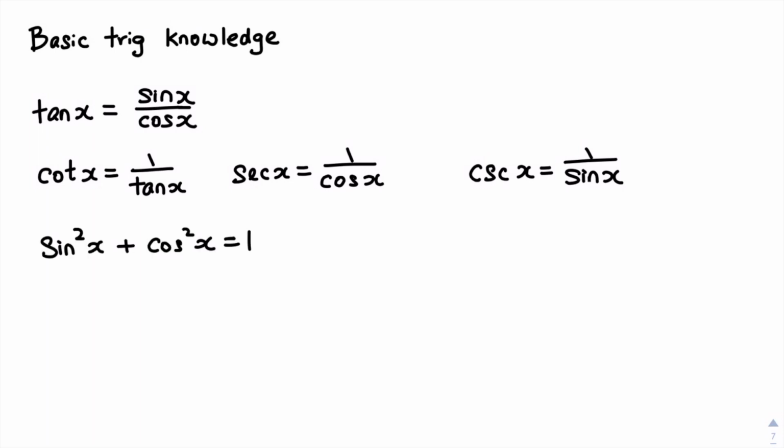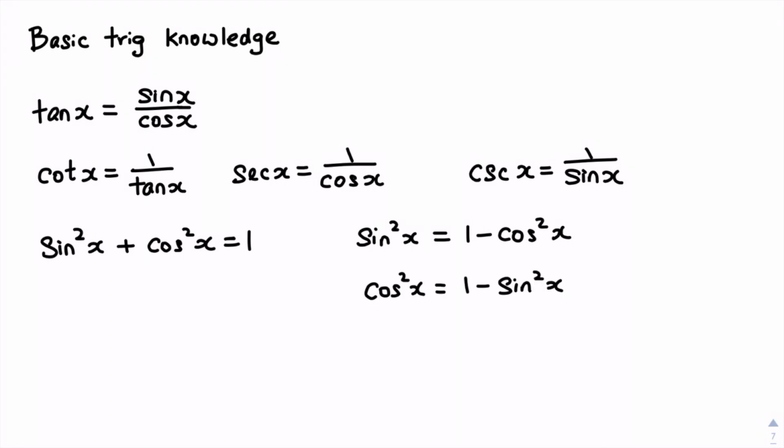A very common identity that can be used is that sine square x plus cos square x equals 1. And that can be proved using the Pythagoras theorem. You have to be very familiar with this identity, as well as its variations. So for example, sine square x can be replaced with 1 minus cos square x. Cos square x can be replaced with 1 minus sine square x. And if you are familiar with factorization, 1 minus sine square x can actually be factorized to become 1 plus sine x, 1 minus sine x.